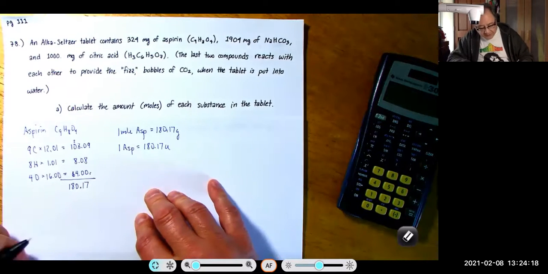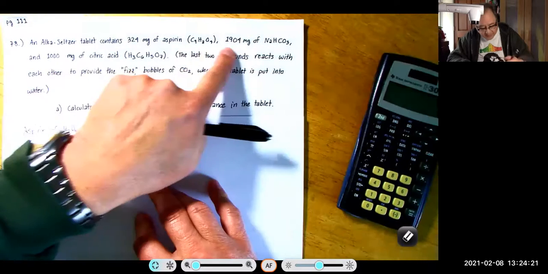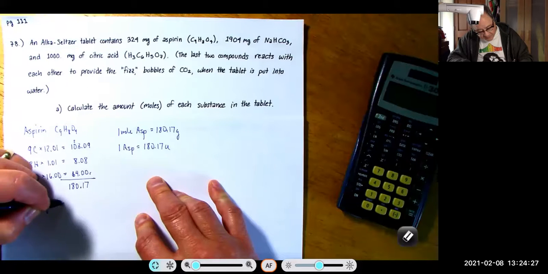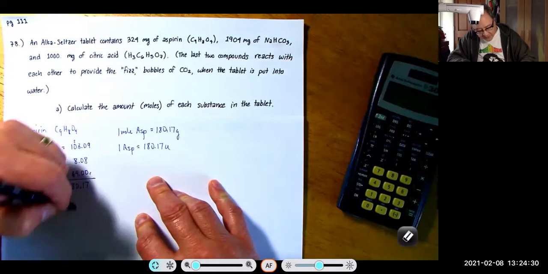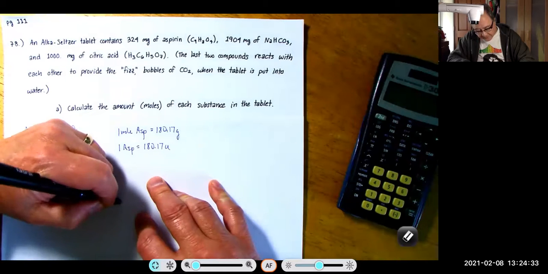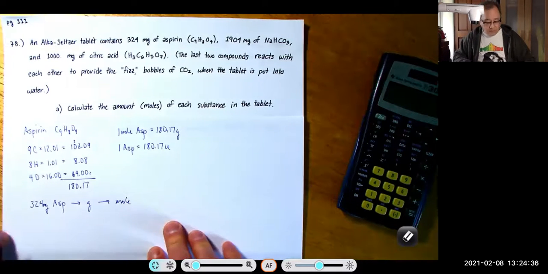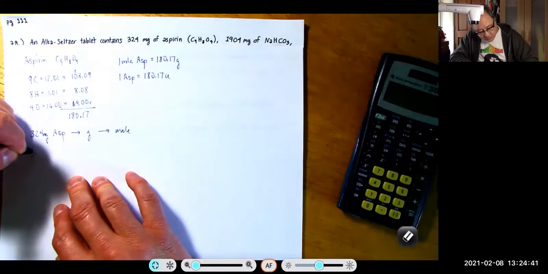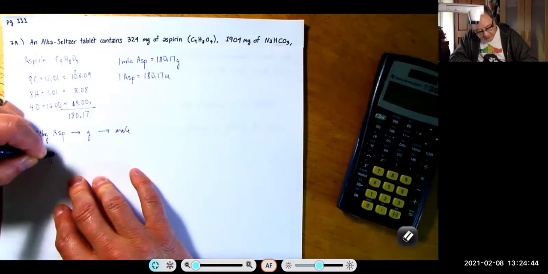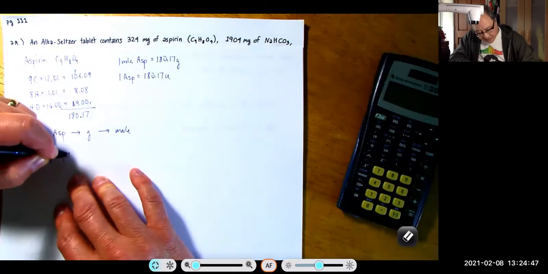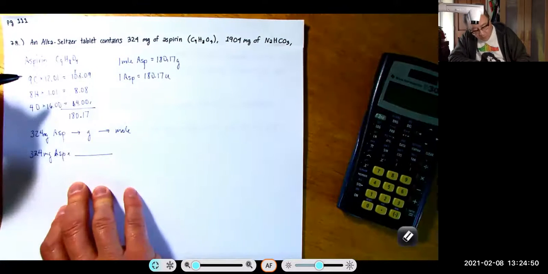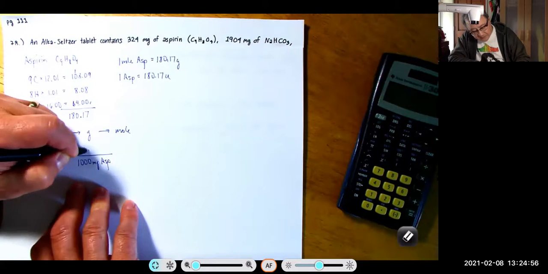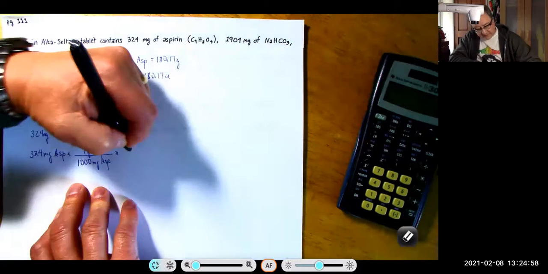So since they tell us how many grams of aspirin are in there, 324 grams of aspirin, and that's milligrams, my apologies. We want to turn that into grams and then turn that into moles. So one way to do that, I'm going to move my sheet of paper up, is to take 324 milligrams of aspirin and multiply by 1,000 milligrams of aspirin per 1 gram of aspirin, and the milligrams cancel.